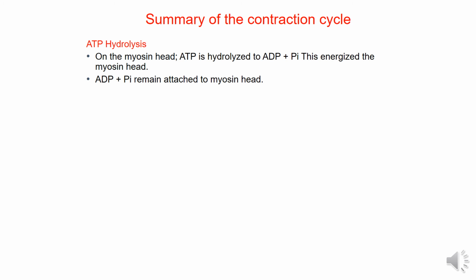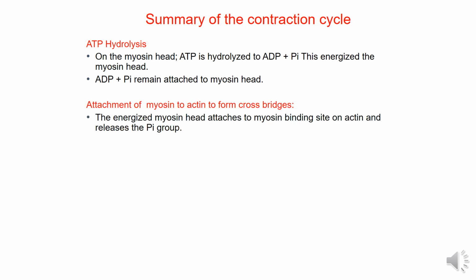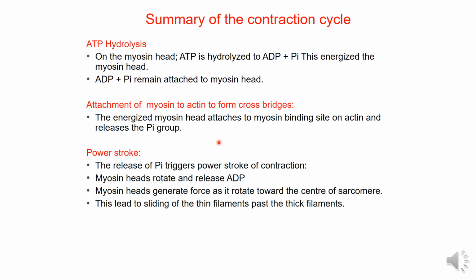So, summary of the contraction cycle. ATP hydrolysis on the myosin head. ATP is hydrolyzed into ADP plus inorganic phosphate. This energizes the myosin head. ADP plus inorganic phosphate remain attached to the myosin head. Attachment of myosin to actin to form cross bridges. This energized myosin head attaches to myosin binding sites on actin with the release of the inorganic phosphate. The generation of the power stroke occurs with the release of ADP. Then the myosin head will be detached when it binds with a complete molecule of ATP.